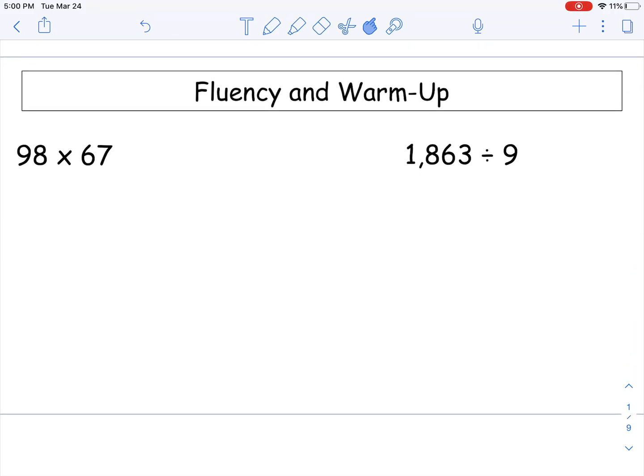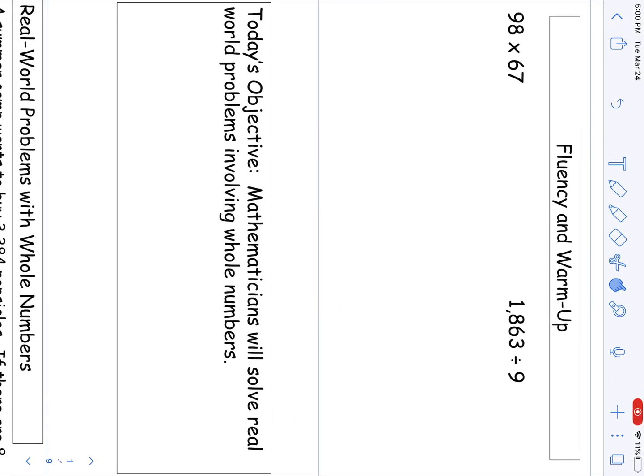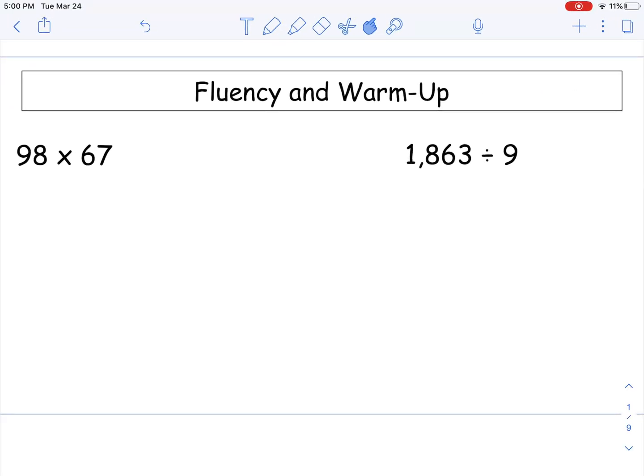All right, we're going to do a whole number multiplication and a whole number division problem now. Again, we're doing, whoops, sorry, my screen just tilted. We're doing one of each today for our warm-up. So 98 times 67. Again, strategy, use that multiplication chart if you need to.